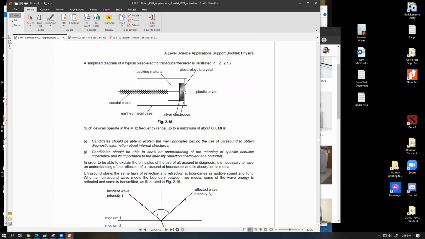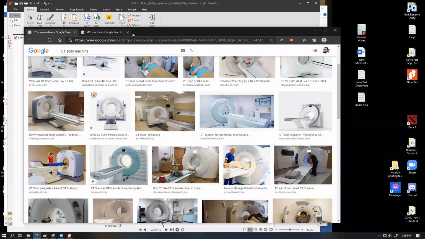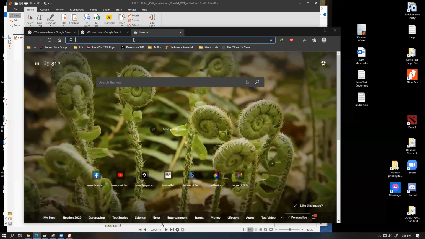So this is how a typical ultrasound probe looks like in its long section. This is a very simplified view, a highly simplified view. Let me show you how this physical object looks like.